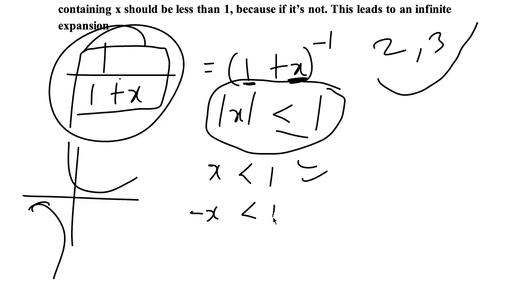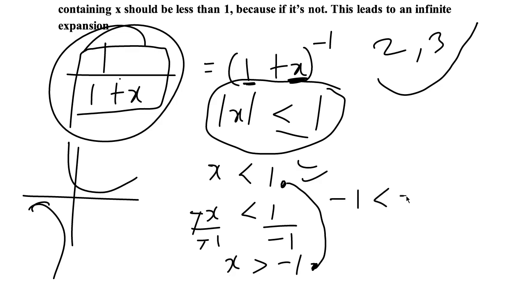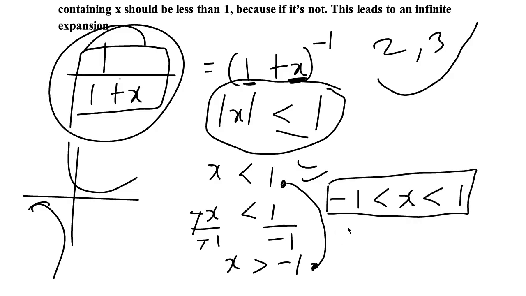So negative x less than 1. And if we solve this, we divide both sides by negative 1, and there's a consequence to this. Anytime we divide by negative in an inequality, the sign changes. So this cancels this, and then 1 over negative 1 is negative 1, so that becomes x greater than negative 1. So we can combine these two inequalities, right, as what? If x is greater than negative 1, you'll agree with me that negative 1 is less than x, and x is less than 1. So this is another way of expressing the answer, right?